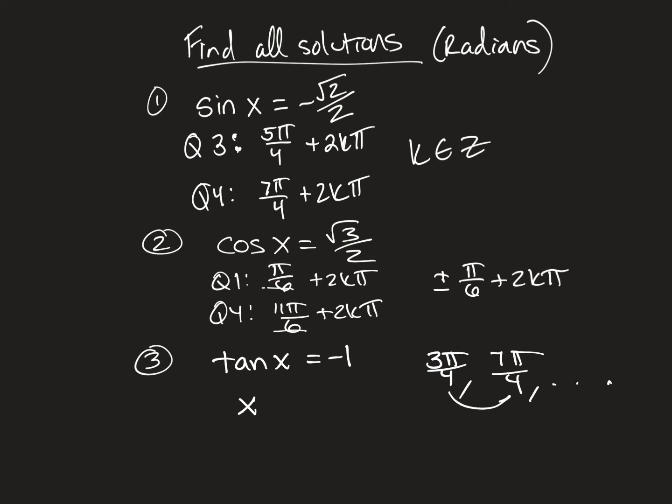Well, notice these two differ by 4 pi over 4, or pi. So there's no reason, like with sine, to write two statements here. And same with cosine, I can just write 3 pi over 4 plus 2k pi.